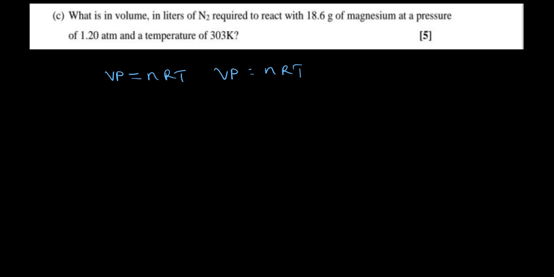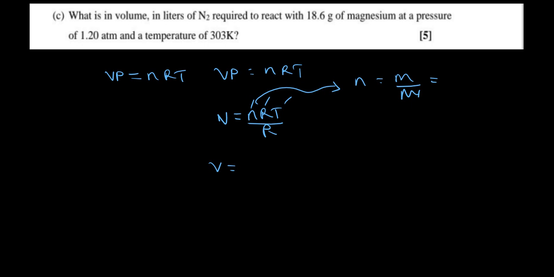So what you do is you are looking for the volume. So you do nRT over pressure, where n is the number of moles, the gas constant is 0.0826, the temperature is given, and the pressure is also given. So what next? Let's calculate. Let's just find the number of moles. The number of moles is equal to mass over molar mass. Forget about the English there. Just concentrate on the values and the data given.